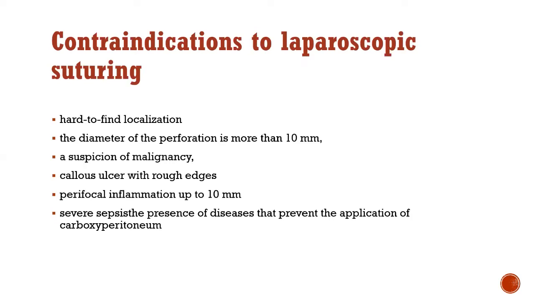And the serious chronic diseases that prevent the application of carboxyperitoneum: obstructive bronchitis, ischemic disease of the heart, and the terminal stages, 3 and 4 stages, of colorectal cancer.